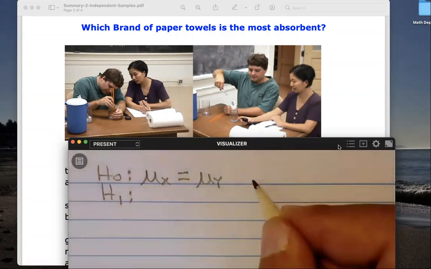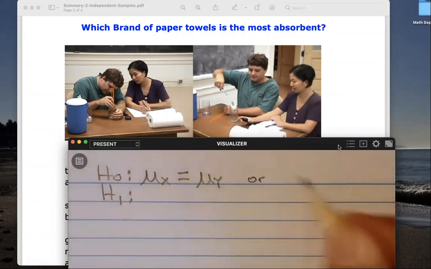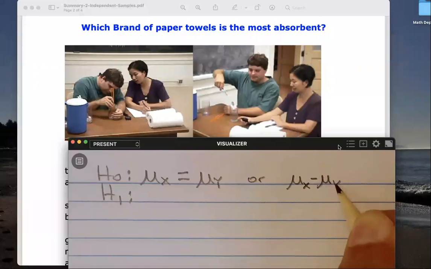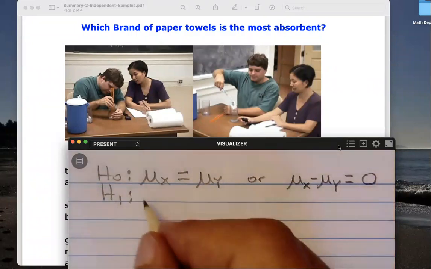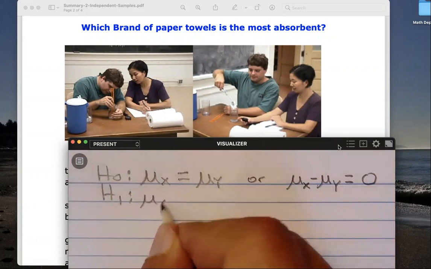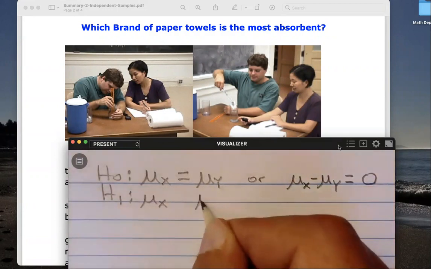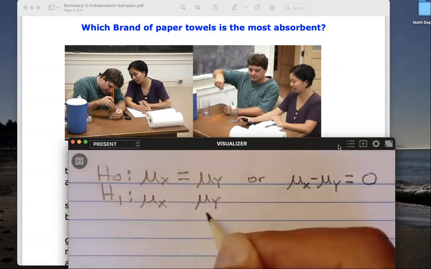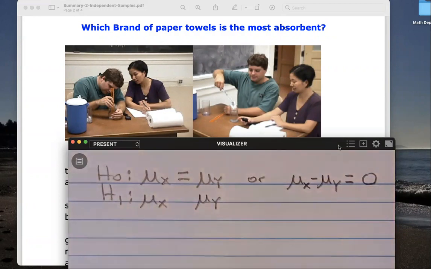So that's always the null, that they're the same. Now, it can be written like this: if you took these equal population means and subtracted them from each other, you would get zero difference. Now, which inequality? You copy down everything except for the equal sign, notice that doesn't change. Which inequality: a greater than, a less than, or not equal?